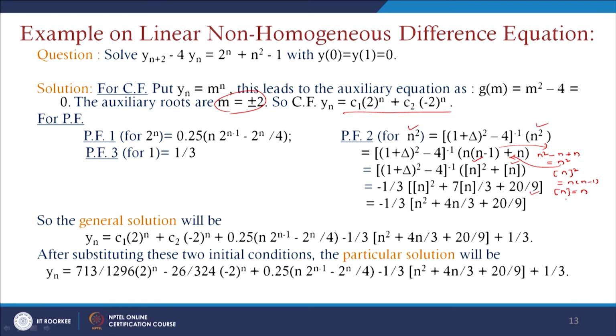Hence, we have obtained 3 particular functions, and these can be added together to get the complete particular function for y n. The general solution will be y n equals the complementary function plus the particular function. This complementary function can be written as C 1 to the power n plus C 2 into minus 2 to the power n, and this part is just written.